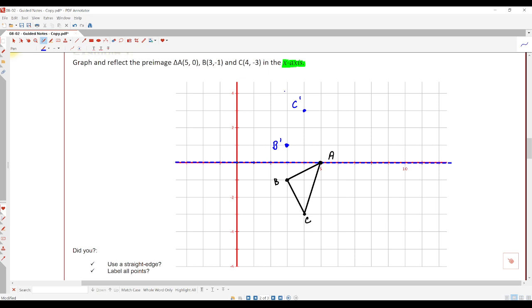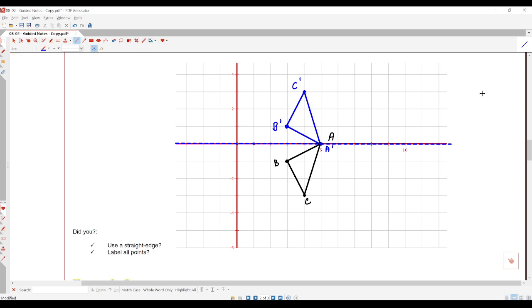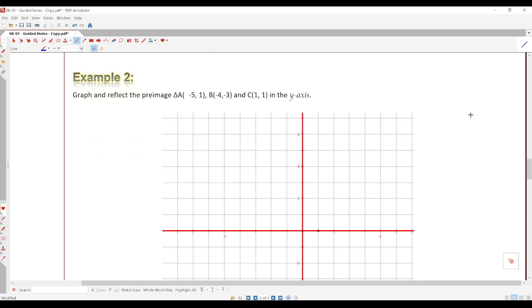And how far is A away from the x-axis? 0, so when you reflect it, you get the same exact point that we call A prime. And when you're done, connect the dots. So again, the pre-image and the image should look exactly the same. They are just reflections of each other. All right? Questions? Good. Let's go on to example 2.